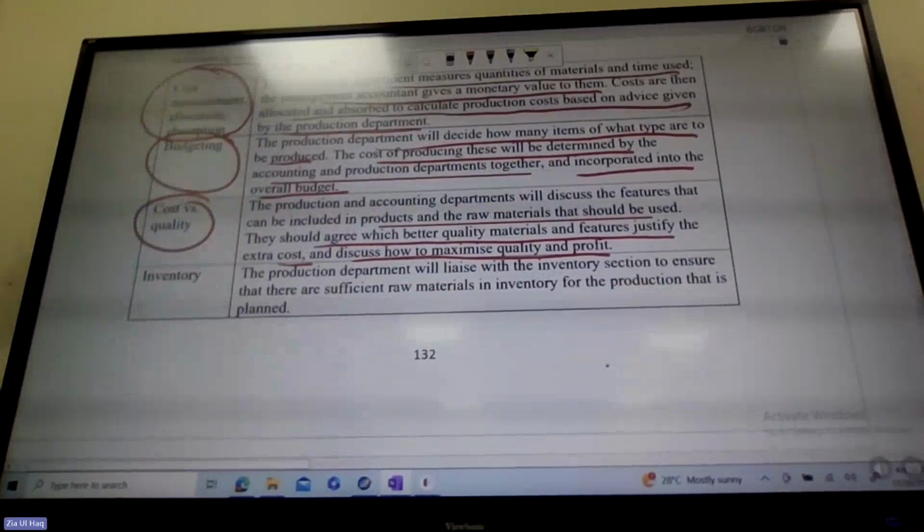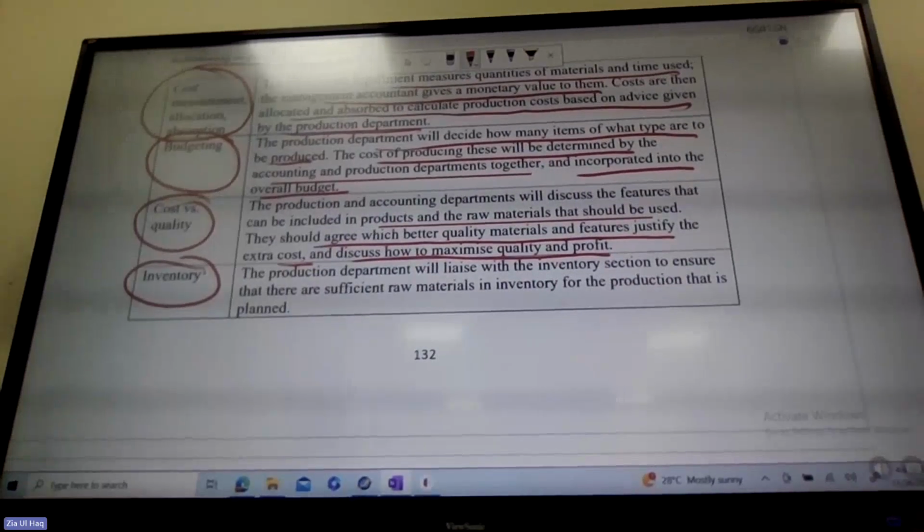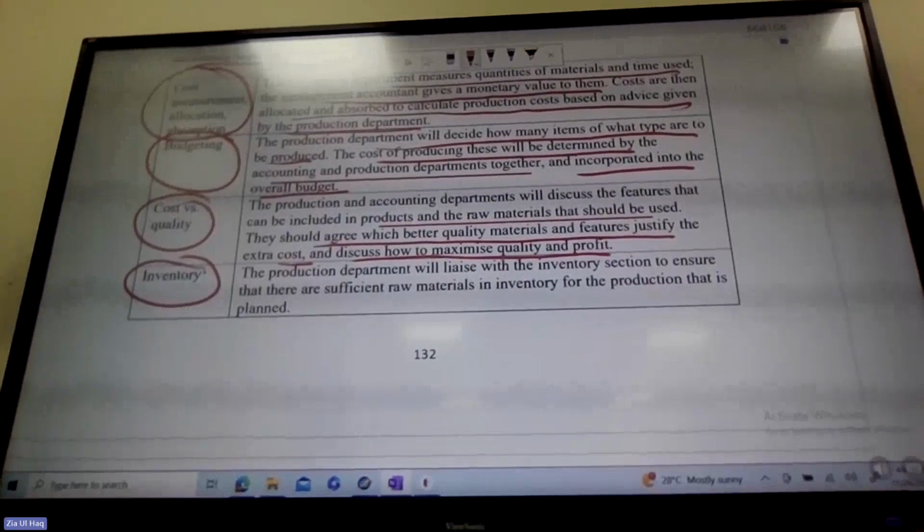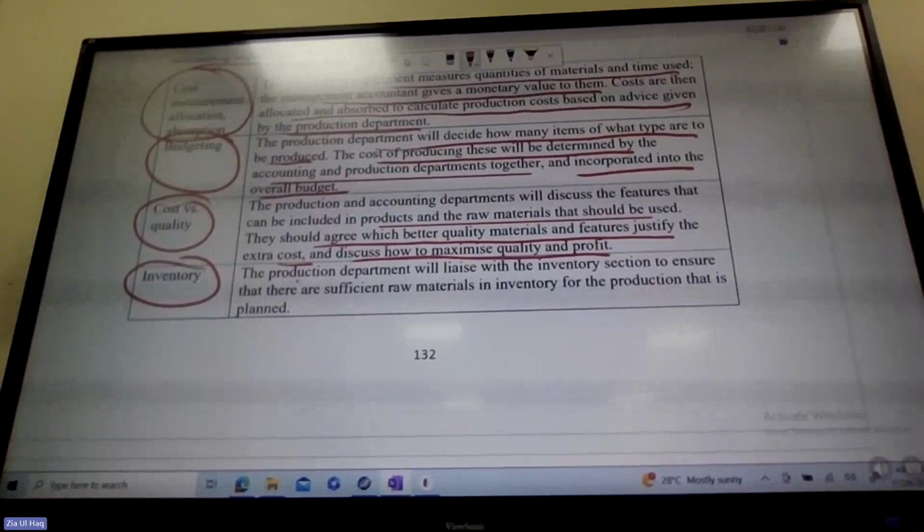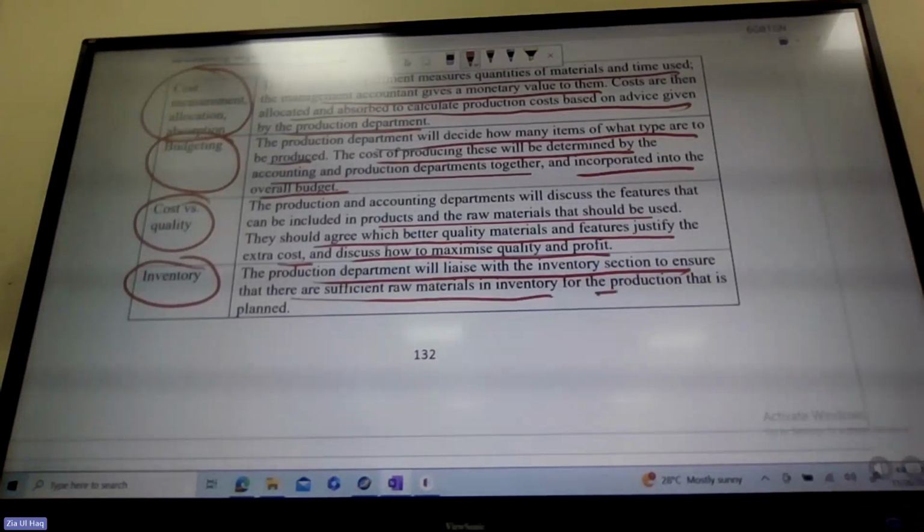And regarding inventory: how much inventory is available, and how much does the production department need to produce? For this, they need to communicate with the accounting department. The production department will liaise with the inventory section to ensure that there is sufficient raw material in inventory for the production that is planned.